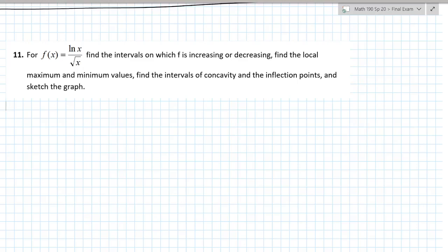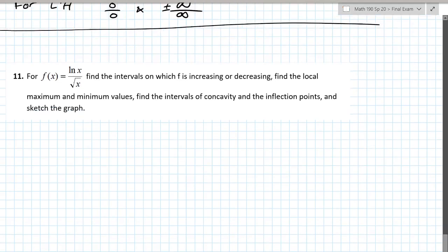For f of x equals the ln of x divided by the square root of x, find the intervals on which f is increasing and decreasing, find the local maximums and minimums, use concavity and inflection points to sketch the graph. So we are going to look at all those things. It's probably also helpful to look at domain, symmetry, zeros, intercepts, all that good stuff, but I'm going to just focus on the first and second derivative information and how that helps us to sketch the graph.